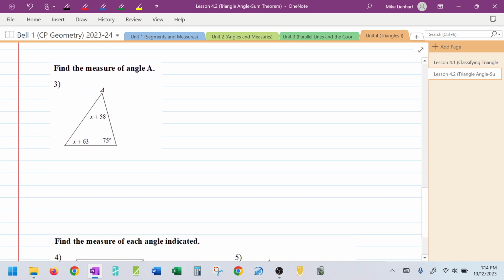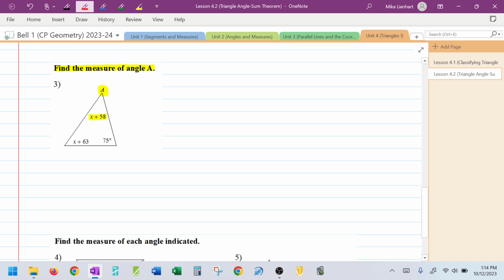Look at the directions on this problem now. The directions on this problem say find the measure of angle A. I know angle A is up here and is represented by that expression. In order to find the measurement of that angle, I have to find X first.